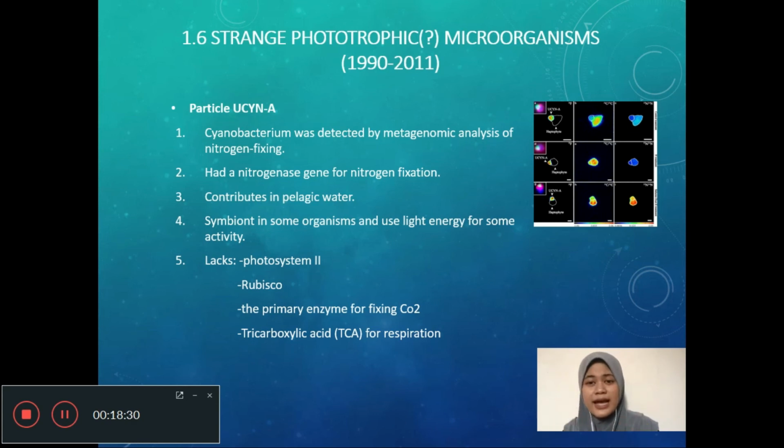Because of this lack, it has been suggested that UCYN-A might be a symbiont in other organisms, since it possesses a complete set of genes for photosystem 1 and contains chlorophyll. It might use light energy in other activities of the particle.